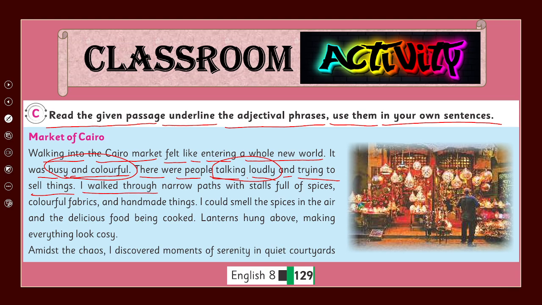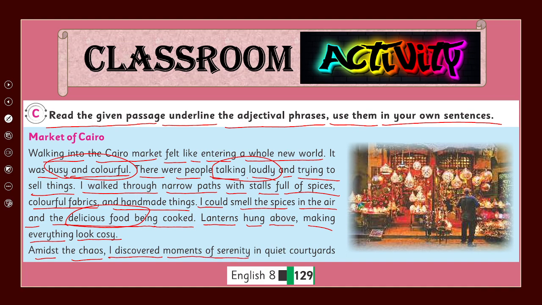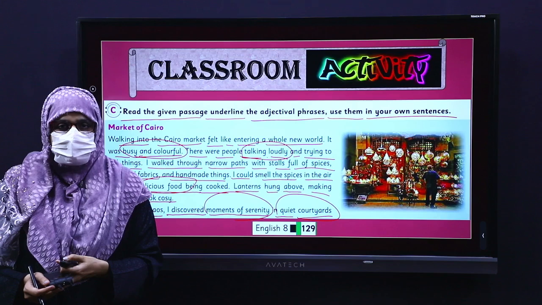I walked through narrow paths with stalls full of spices, colorful fabrics and handmade things. I could smell the spices in the air and the delicious food being cooked. Delicious food. This is also an example of an adjectival phrase. Lanterns hung above, making everything look cozy. Amidst the chaos, I discovered moments of serenity in quiet courtyards. So all these are examples of adjectival phrases.